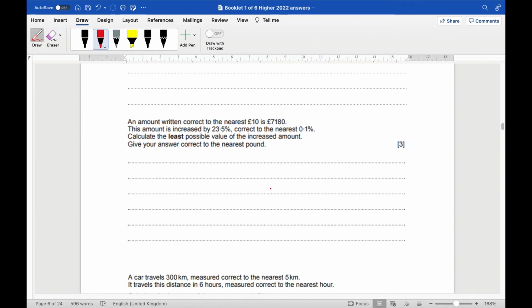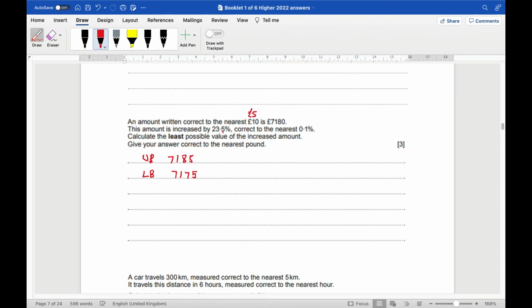Don't like this. An amount written correct to the nearest £10 is that. Okay, let me get a mark in the bag. Nearest £10, I know what half of £10 is, it's £5. So my upper bound is 718, add on that fiver. And my lower bound is 71 and take away the fiver. Correct.